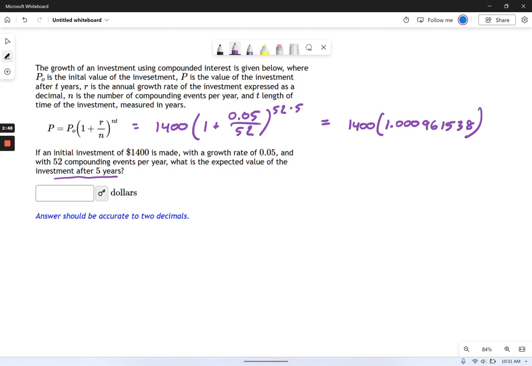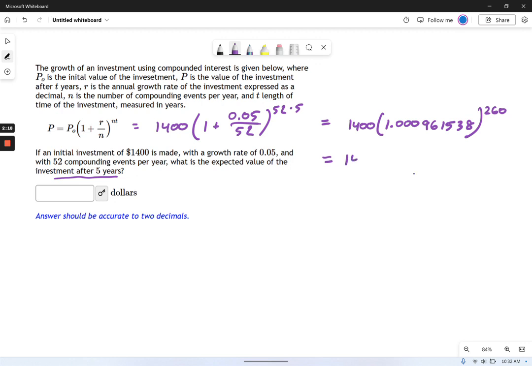The exponent on top, 52 times 5, is 260. And only now am I ready to actually calculate using that exponent. I'm going to take 1.00096 blah, blah, blah to the 260th power. Okay, so 1.000961538 to the power of, and if you have the answer button on your calculator, that will make this a little easier.